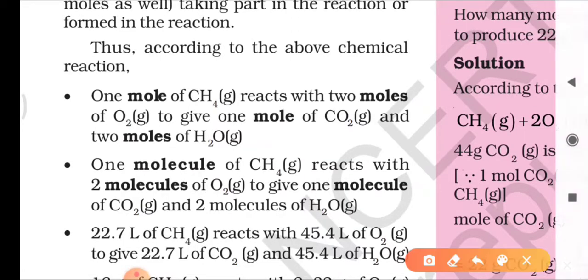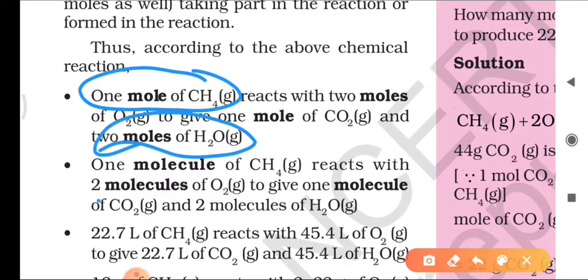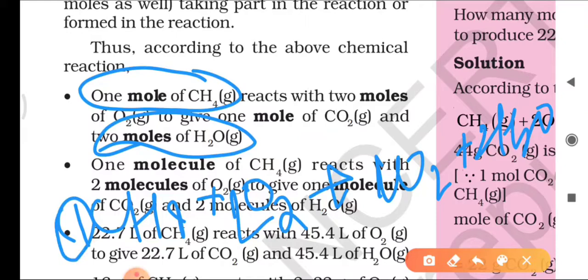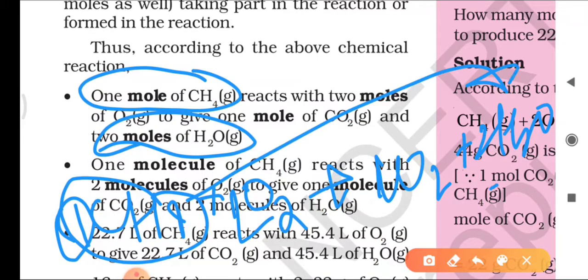one mole of methane will produce 2 mole of H2O, as I have written, that is CH4 plus O2, that is CO2 plus 2H2O, right? So if I have taken one mole of methane, then it will produce 2 mole of H2O, because in the balanced equation it is clearly written.